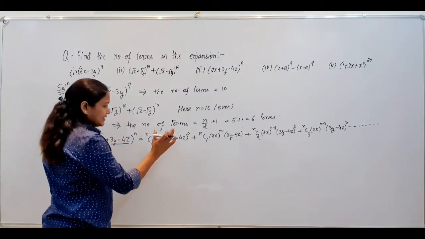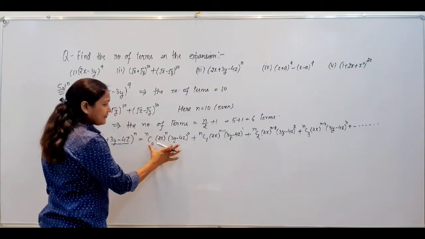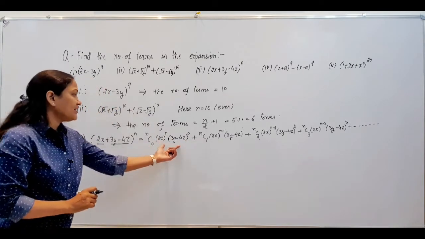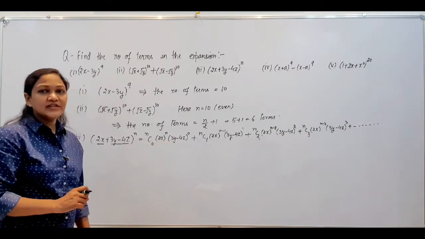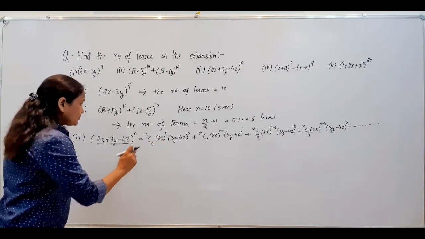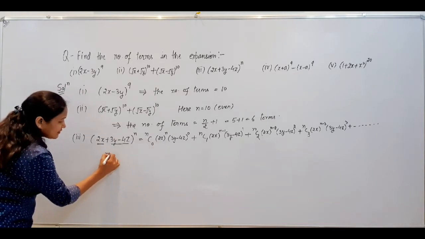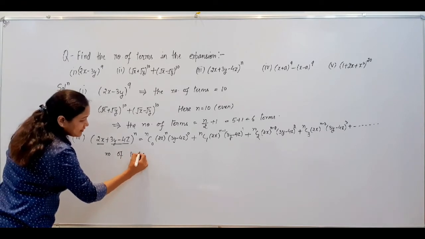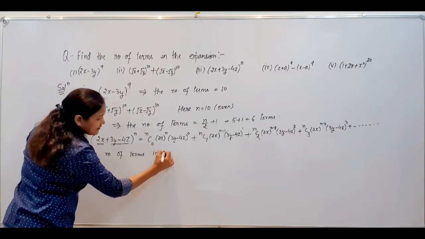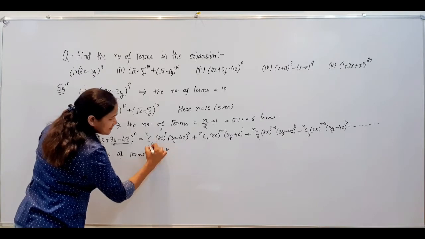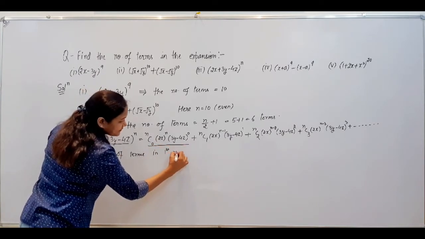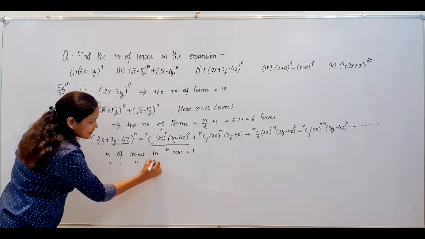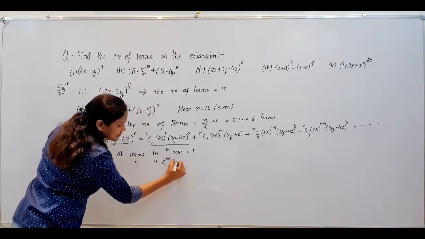Now if you observe the first term, how many terms are there in the first term of this expansion? There is only one term. It will give you a monomial. So the number of terms in the first part is 1. Number of terms in the second part of this expansion.